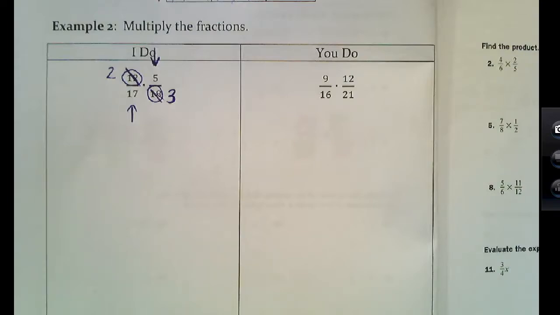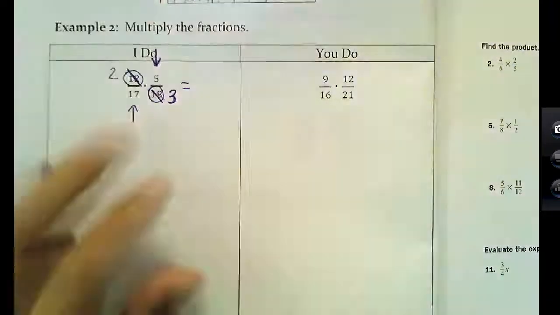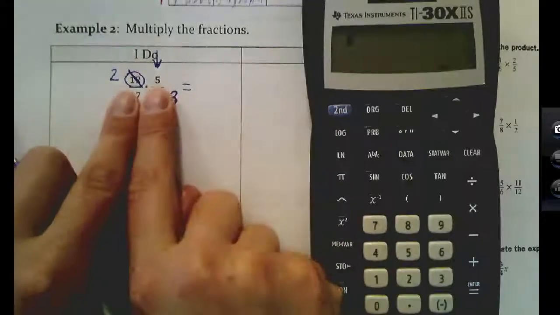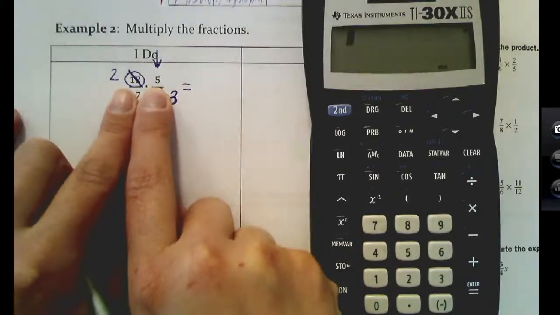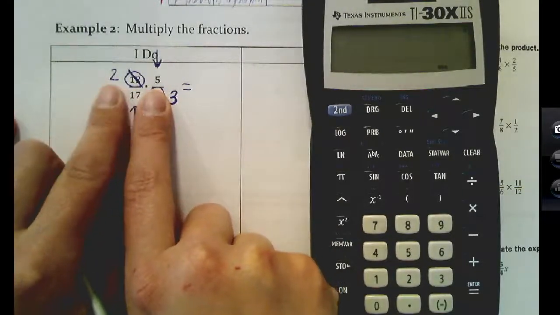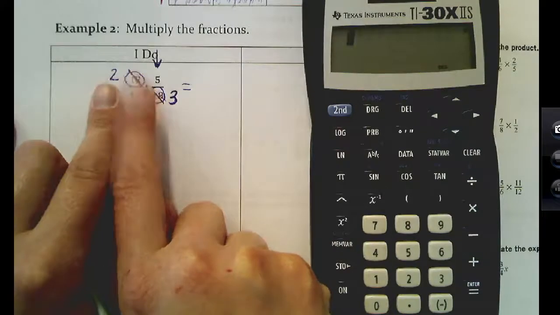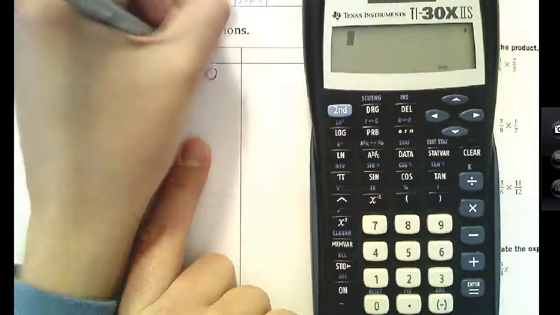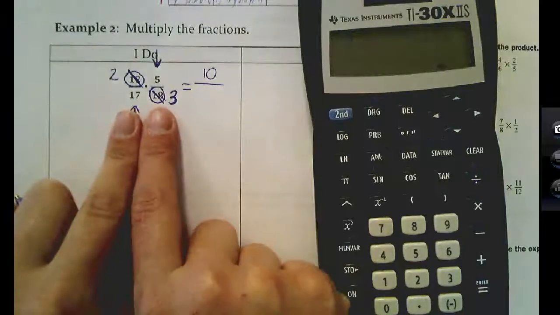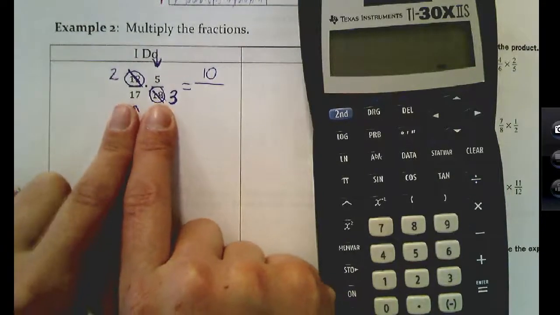Does anybody know what type of numbers those are? Prime. Very good. Nice job. They're both prime. So we can't factor anything out of them, so we're going to multiply. Go ahead and multiply your numerator for me. Yep, multiply your two numerators. And what are you guys writing for 2 times 5? 10. Good.